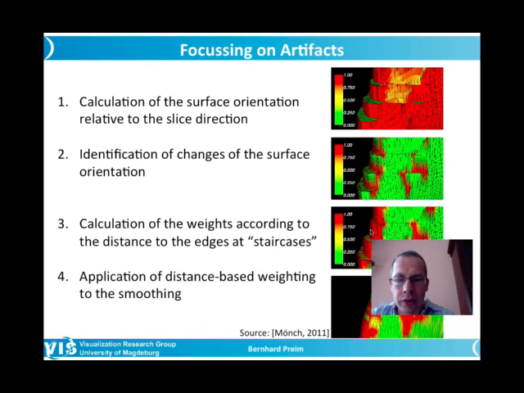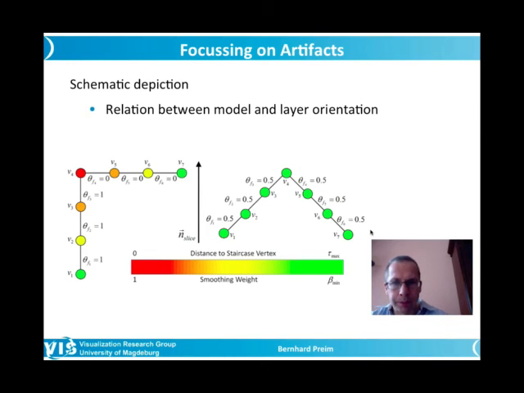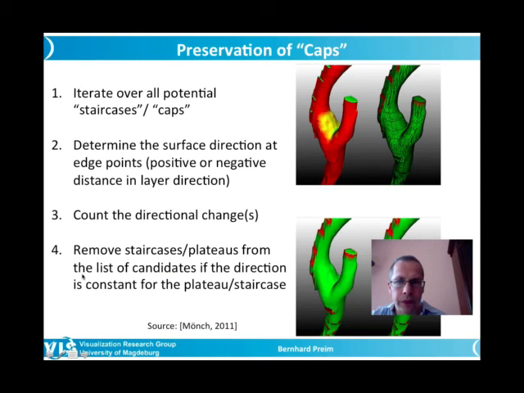We can combine this with distance-based smoothing, so then it's staircase and distance aware, but also with any other type of mesh smoothing. So this shows again the relation between the model orientation and the layer orientation of the scanner. Here this is quite high. So if we are close to a staircase vertex, we smooth strongly, whereas if we are further away, here we are far away, we do not smooth at all. So a lot of points are not changed at all.